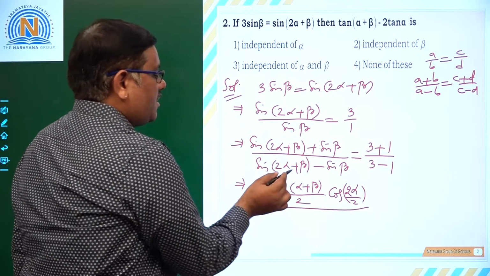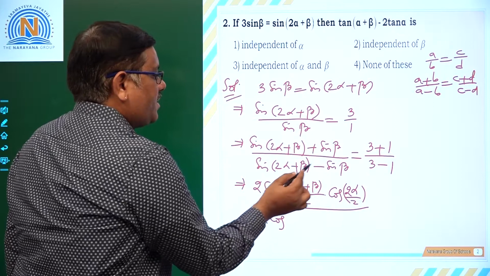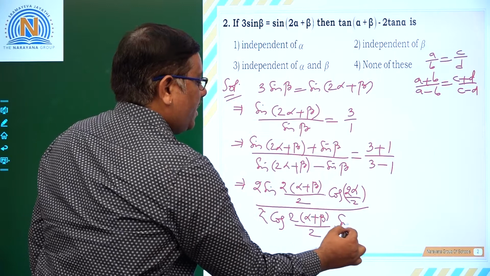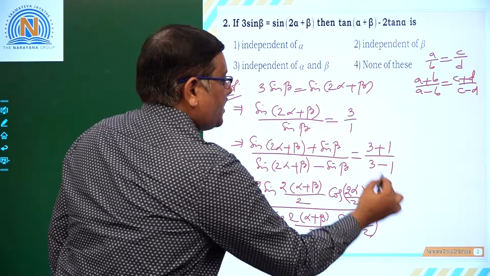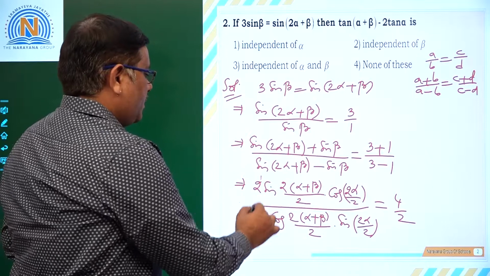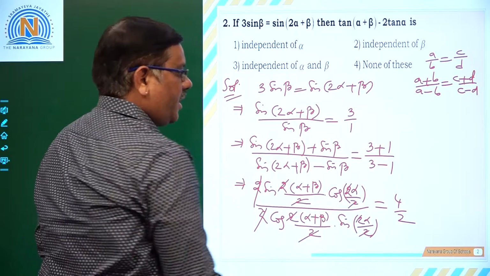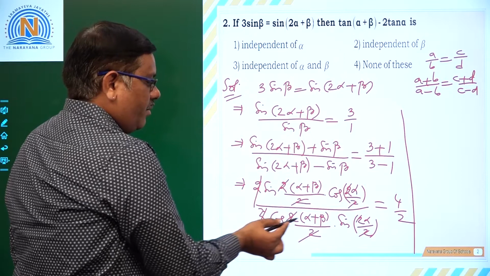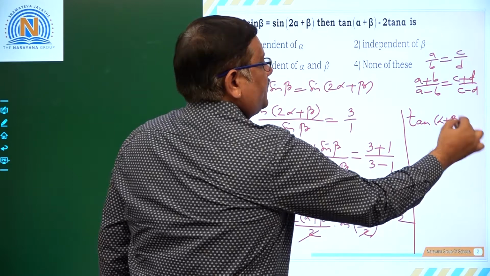Upon, here also, sin C minus sin D, that is 2 cos of (C plus D) by 2, that is 2 alpha plus beta by 2, into sine of (C minus D) by 2. Here also 2 alpha plus beta minus beta, that is 2 alpha by 2. That is otherwise 3 plus 1, that is 4 upon 2. Now 2 cancels here, 2 cancels here also, 2 we can cancel. Finally, we are left with the result sin(alpha plus beta) by cos(alpha plus beta), that is nothing but tan(alpha plus beta).